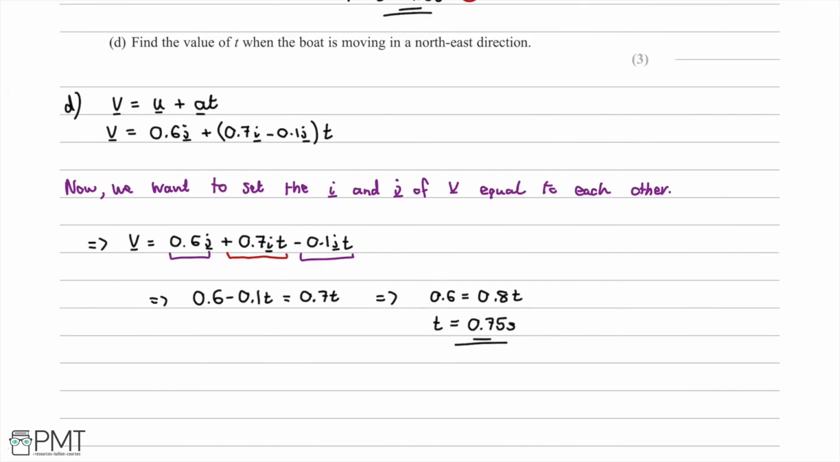0.75 seconds. And then in this question we get our first mark for knowing to use this equation for velocity and then substitute our values in. We then get our second mark for knowing to and following through with equating the i and j components of the vector v, and then we receive our third and final mark for working out that t is equal to 0.75 seconds, which was the correct answer.